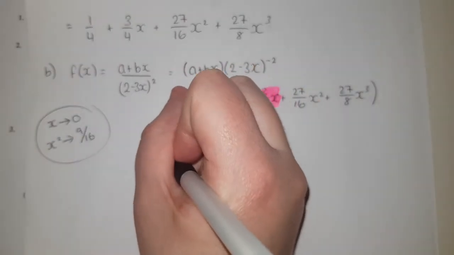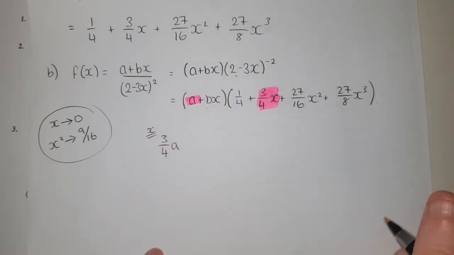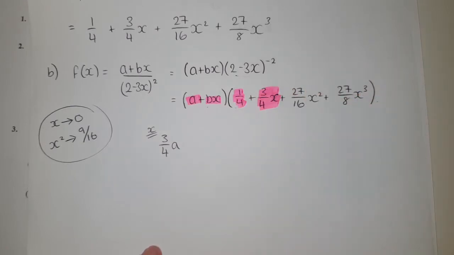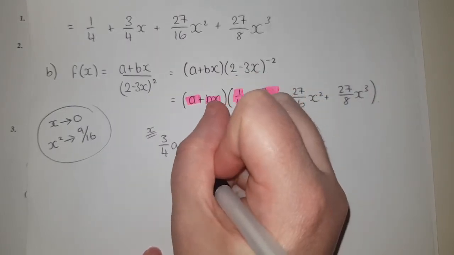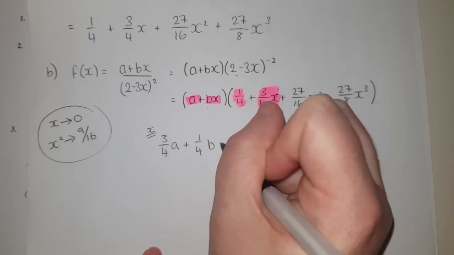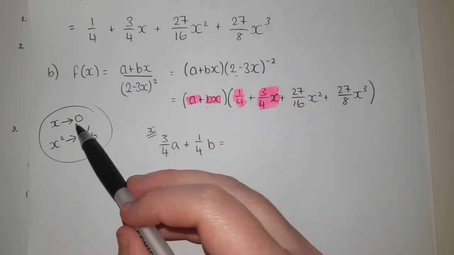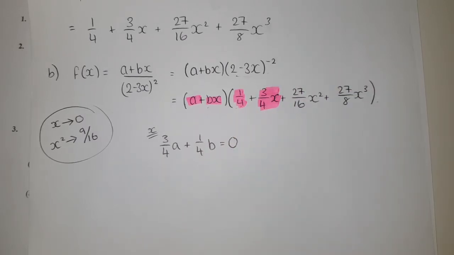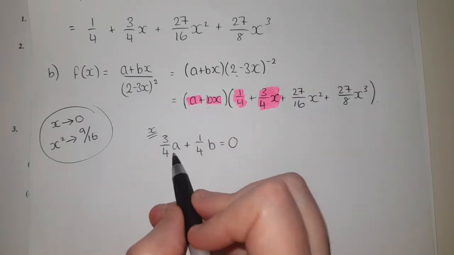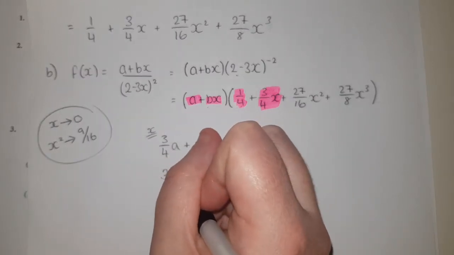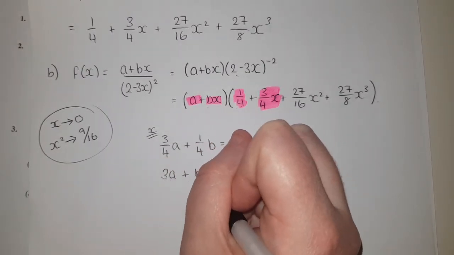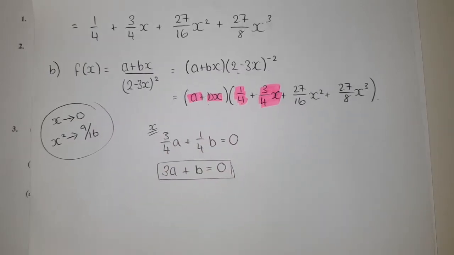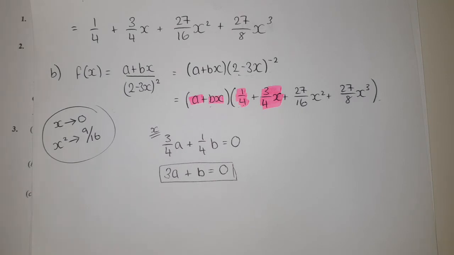So I get 3/4 times a. I also know if I do bx times a quarter, that's also going to give me an x value, so I've got plus a quarter b. And whatever that is, it should give me 0 because it told me the coefficient of x is 0. Tidying that up a little, if I multiply all the way through by 4, I get 3a plus b equals 0.